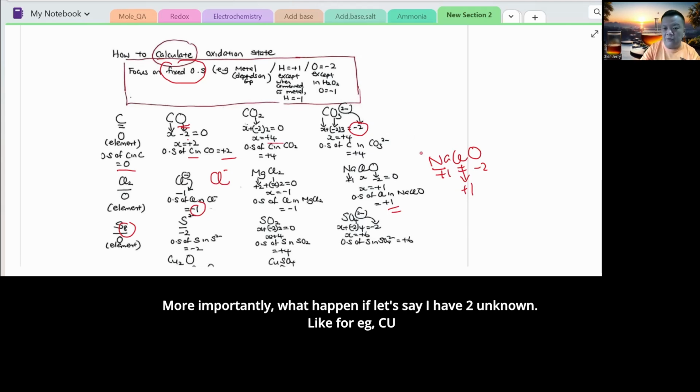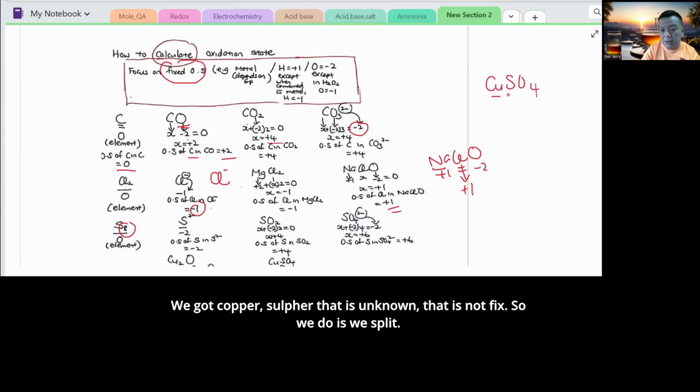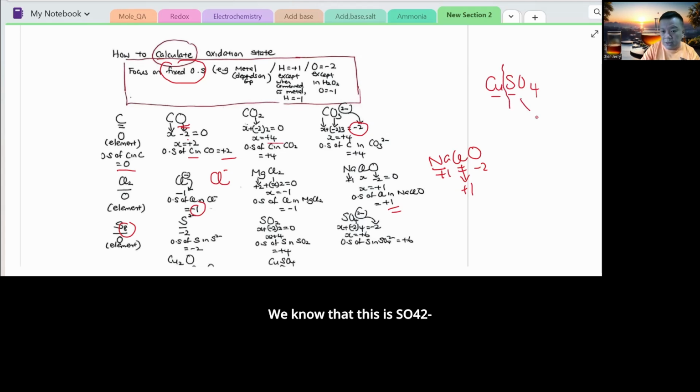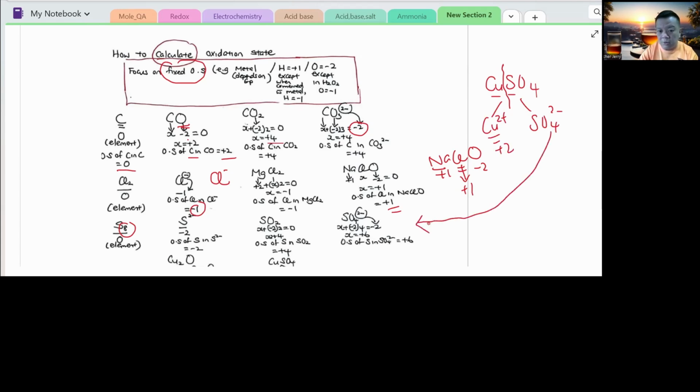And a more important thing: what happens if I have two unknowns, like for example CuSO4? We got copper and sulfur that are unknown, not fixed. So what we do is we split. We know this is SO4 2 minus, and this is your Cu2 plus. Then we calculate them separately. Cu2 plus means your plus 2. This SO4, you can calculate as how we do here. We take oxygen as minus 2 times 4. Then sulfur will be X. Add up must give you minus 2 because it's SO4 2 minus. When you split them out, it's SO4 2 minus already.